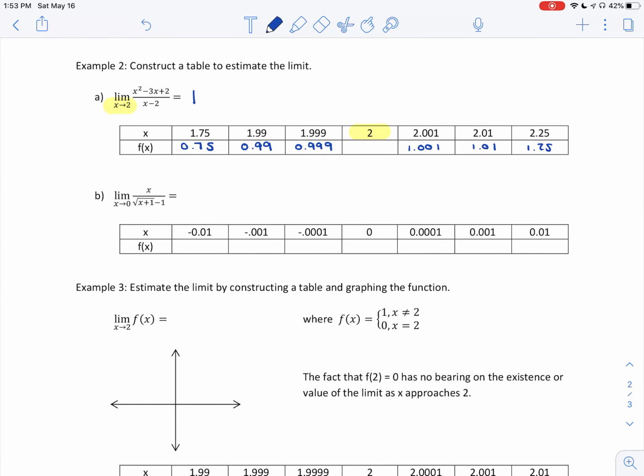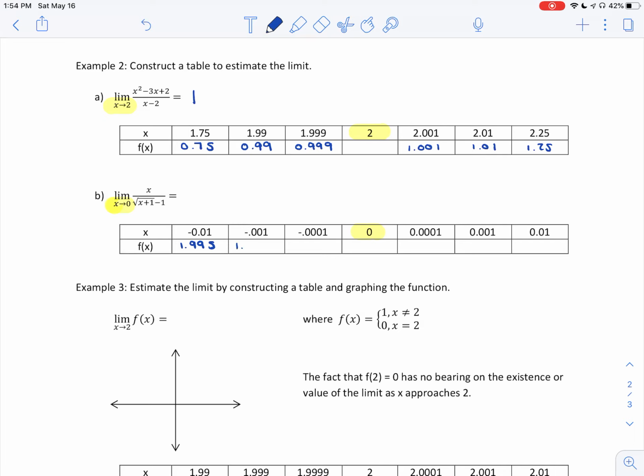Okay. All right, this time we're trying to find the limit as x approaches 0 of x divided by the square root of x plus 1 minus 1. Since we're looking at the limit as x approaches 0, I put 0 in the middle of my table. And again, I picked a few values just below 0 and a few values just above 0 that we're now going to plug into this function to try and figure out what's happening. So again, I plugged these in ahead of time, and this is what I got.